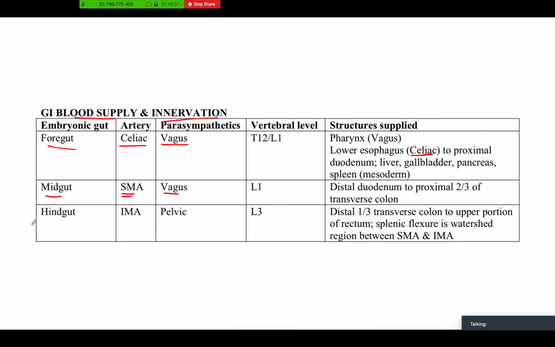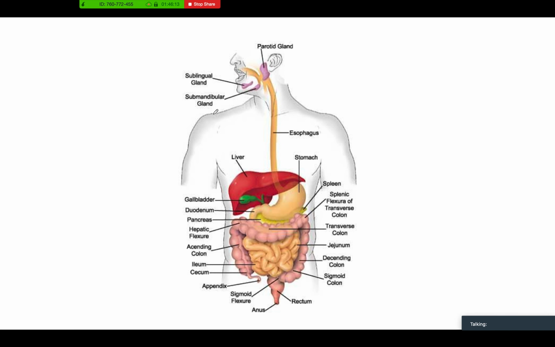All right. For the hindgut, we have the IMA providing blood supply, and our pelvic splanchnics are going to be the source of the parasympathetics. Sympathetics will be coming from the inferior mesenteric plexus. Okay. And so that's great. Now, sort of looking at our entire GI tract, it's a really beautiful structure. Something that I would like to point out here is this splenic flexure of the transverse colon.